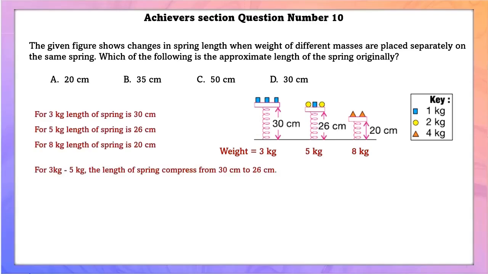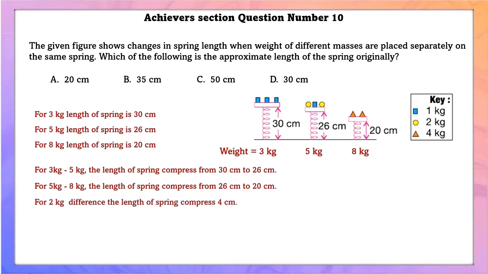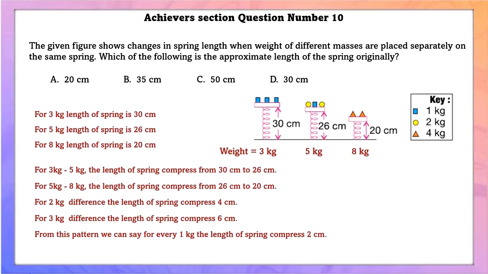3 kg to 5 kg, the length of spring compresses from 30 cm to 26 cm. And for 5 kg to 8 kg, the length of spring compresses from 26 cm to 20 cm. For 2 kg difference, the length of spring compresses 4 cm. For 3 kg difference, the length of spring compresses 6 cm. For this pattern, we can say that for every 1 kg, the length of spring compresses 2 cm. Therefore, the length of spring is equal to 30 plus 3 kg into 2, which is equal to 36 cm.